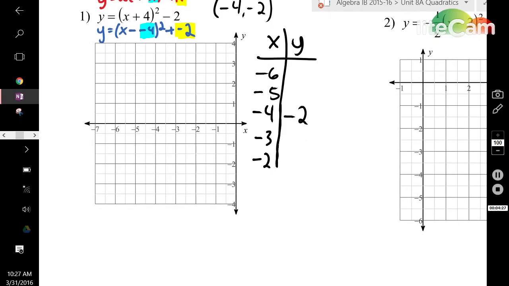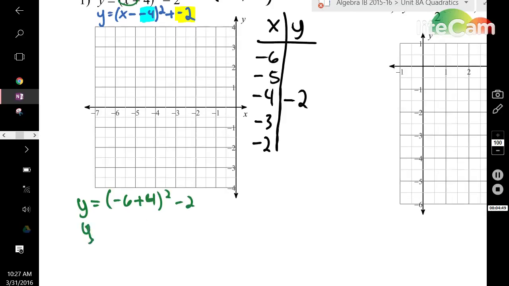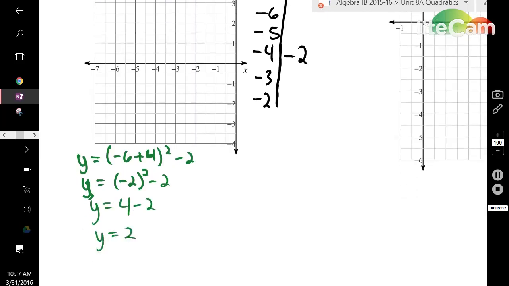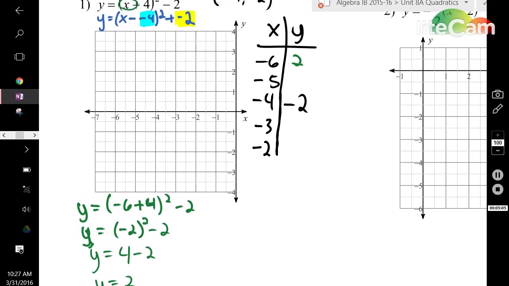So starting with negative 6, I'll change colors here for calculating. Copy down the exact same function except you're going to replace x up here with each number. So this first one's negative 6 plus 4 quantity squared minus 2. Using your order of operations knowledge, do what's inside the parentheses first. So negative 6 plus 4 is negative 2. Negative 2 quantity squared is 4. And 4 minus 2 is 2. So that first y value is 2.